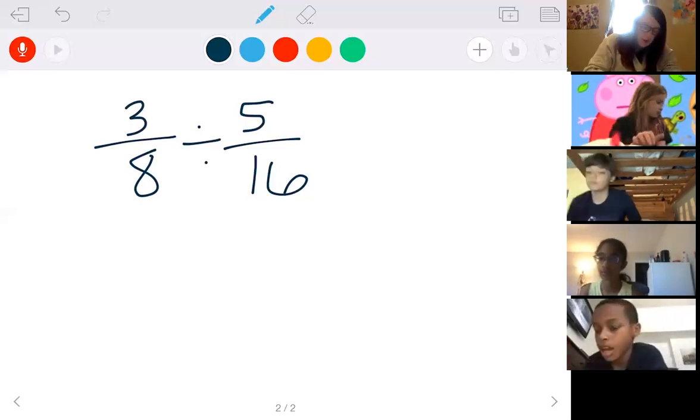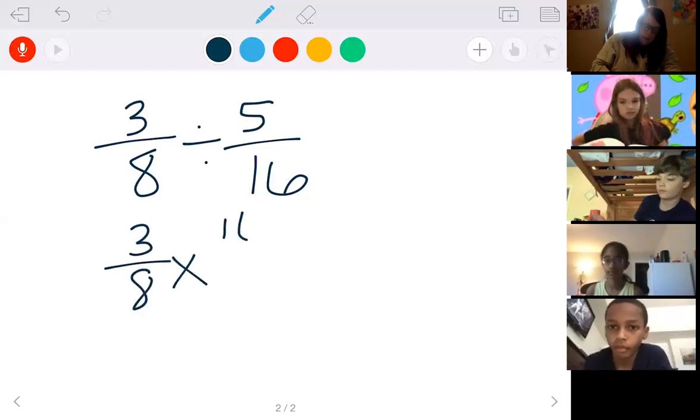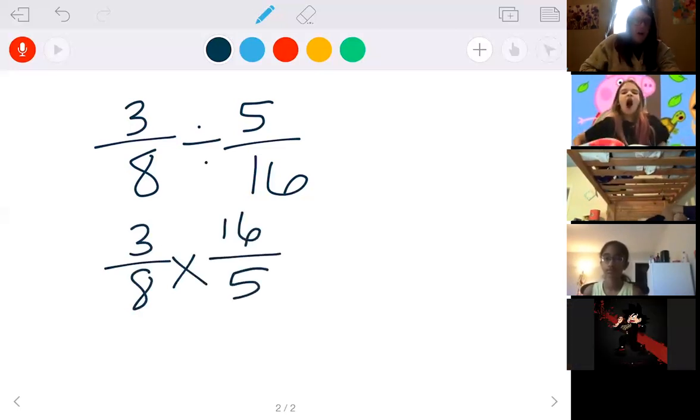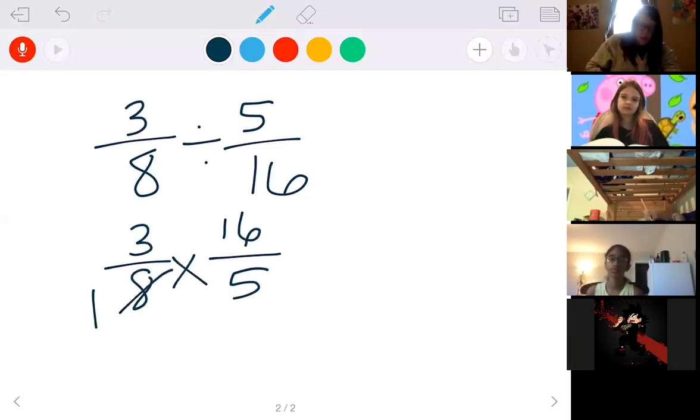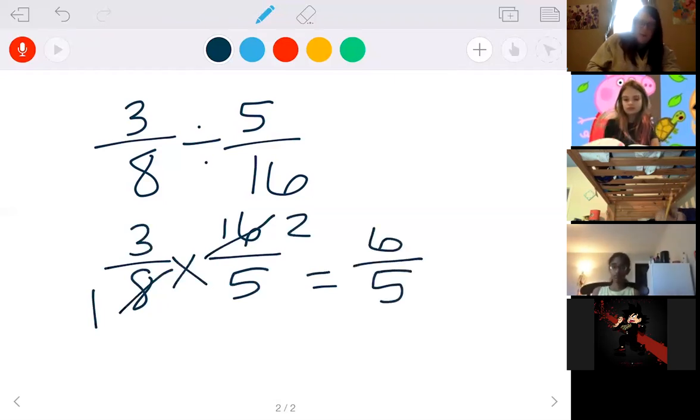All right, so let's go over this one. 3/8 times 16 over 5. You should see automatically that 8 and 16 can be reduced. 8 divided by 8 is 1. 16 divided by 8 is 2. Then we cannot do anything with 3 and 5 because those are not going to be things that share a factor. So we multiply. 3 times 2 is 6. 1 times 5 is 5.